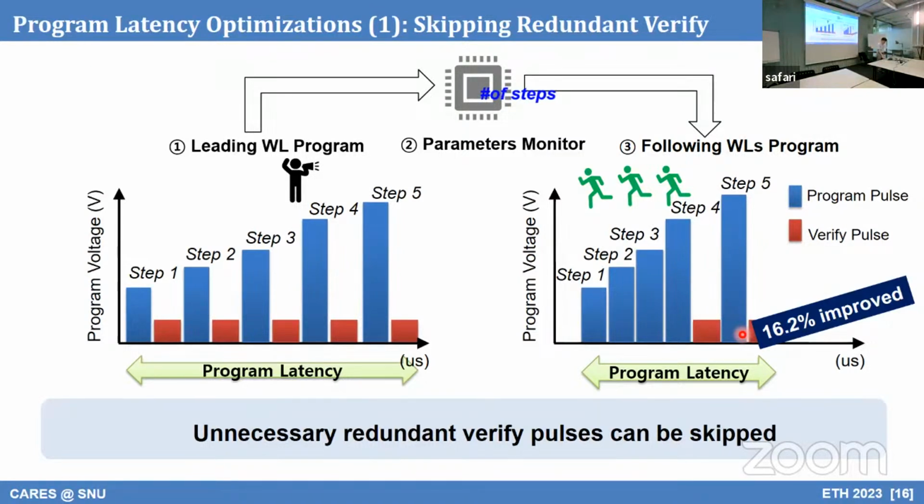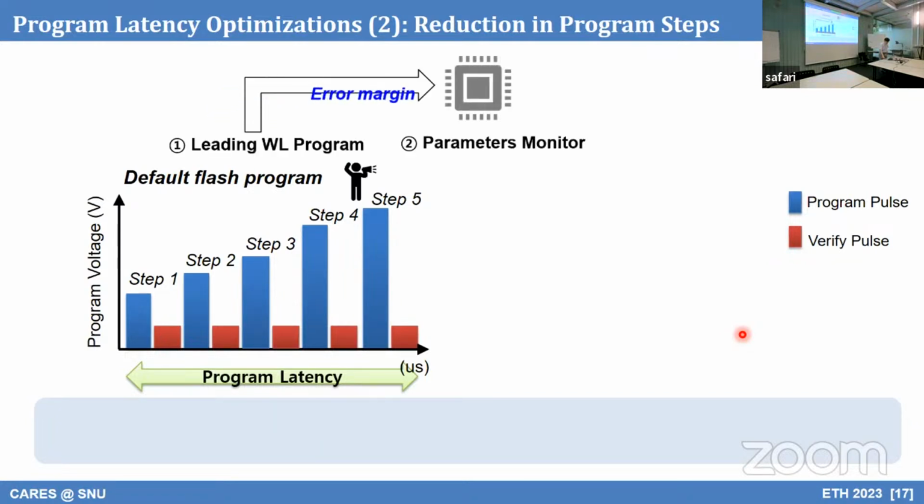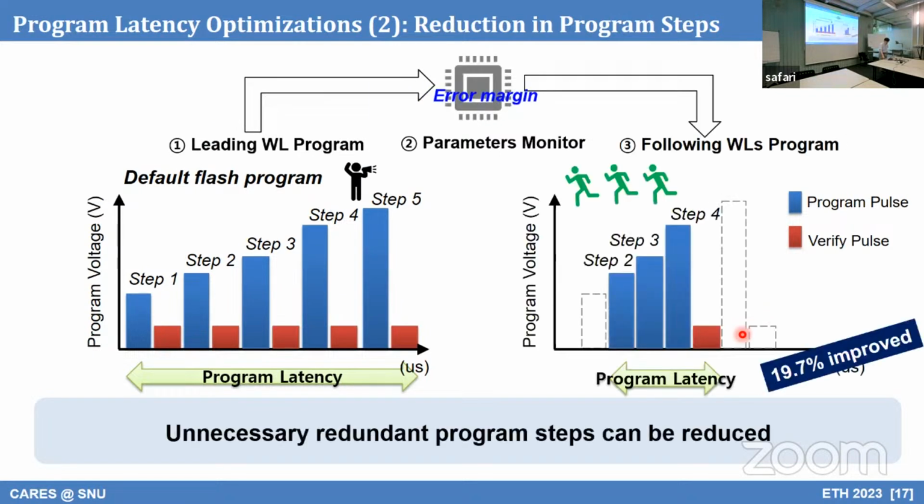So you can apply similar ideas here and there. For example, here we can reduce program steps. Here we use 5 program steps, but if we knew the steps are unnecessary, then we may skip some of them. So here we use only 3. So it can improve like 19%.